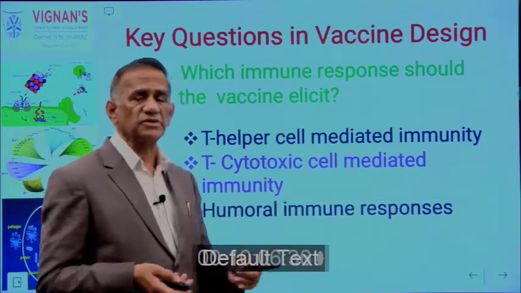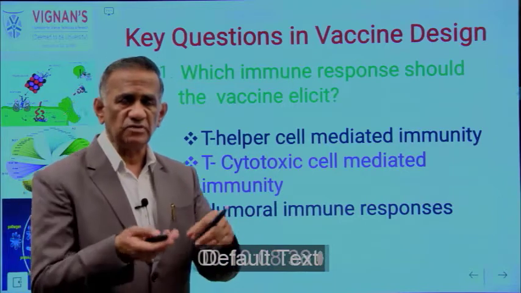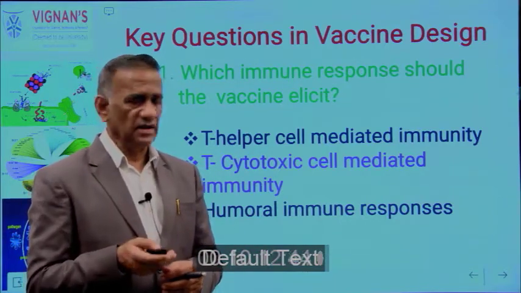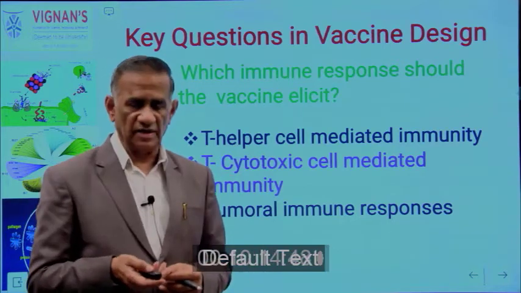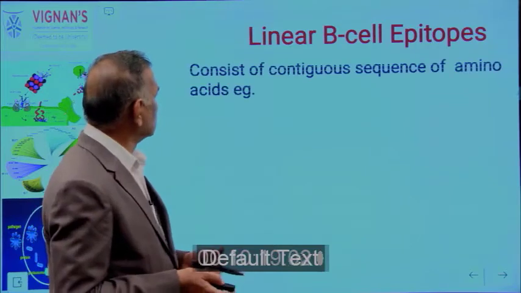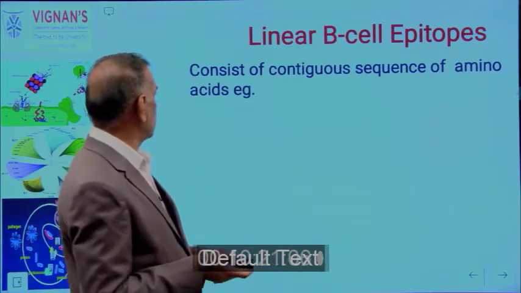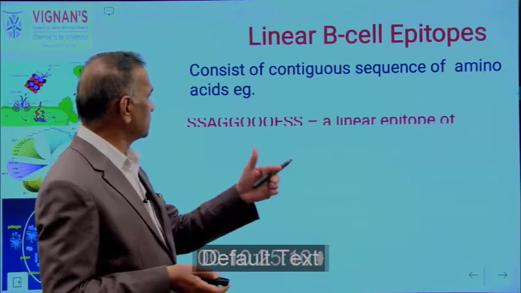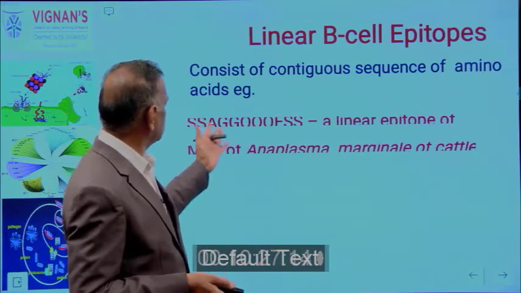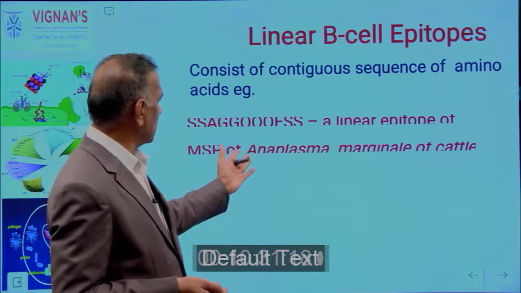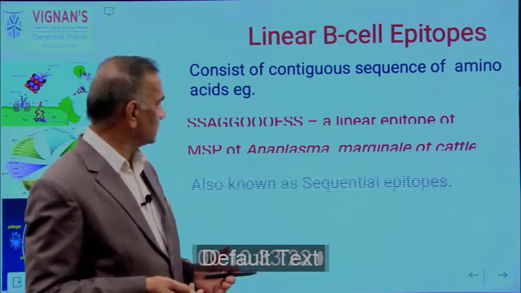Then humoral immune response. Humoral immune response in the adaptive immunity means immunoglobulins. And again, the cytokines are also involved here. So, these are the three we have to focus on. Now let us see the linear B cell epitopes. Linear B cell epitopes are contiguous sequences of amino acids. Let us say these are all the sequences. This is from a parasite, that is bacteria, Anaplasma marginale from cattle.